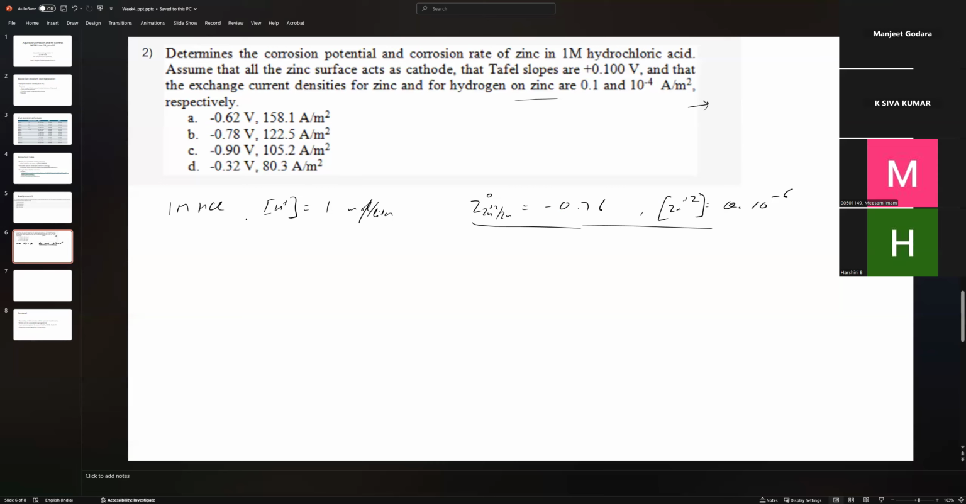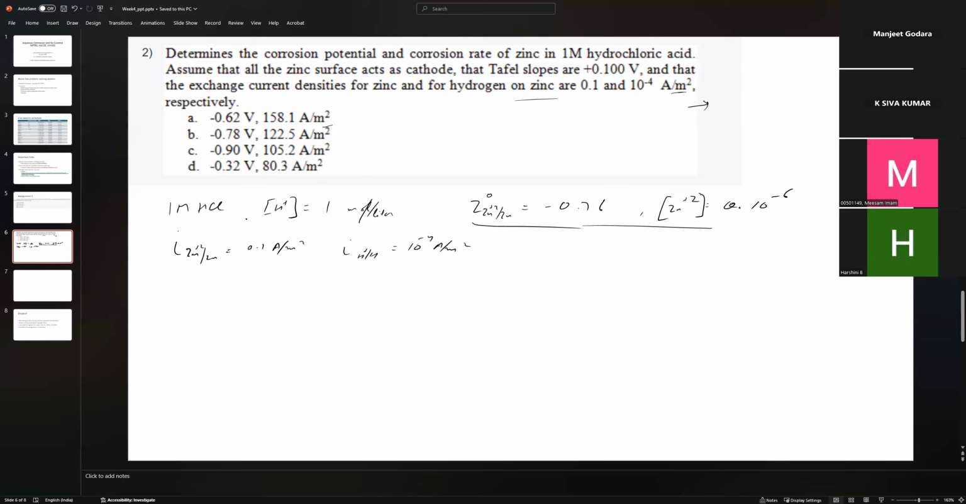And we're given the exchange current density for zinc as 0.1, and for hydrogen, 10 to the power minus 4 amps per meter square, at the standard condition. And it's correct.